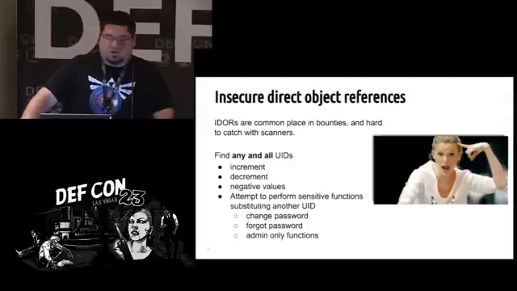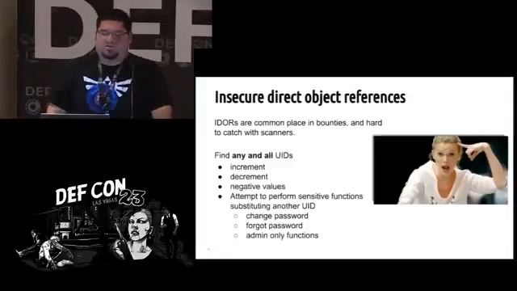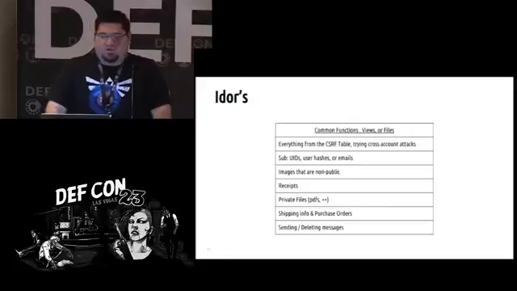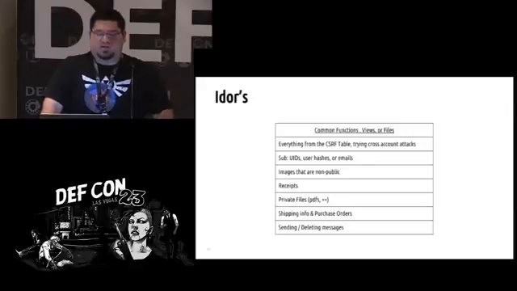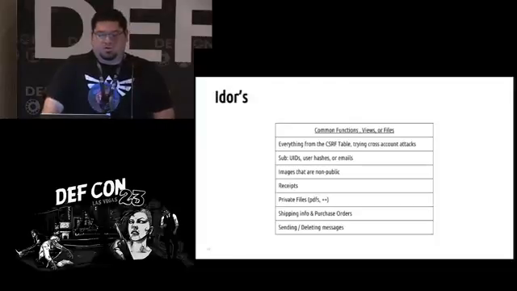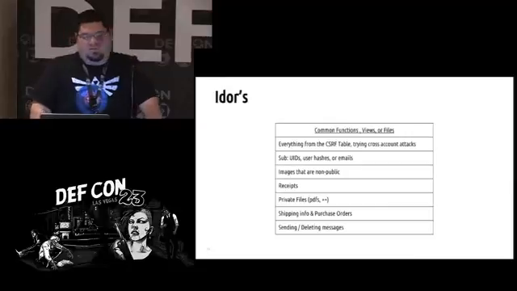Okay, cool. So increment, decrement, negative values, attempting to perform sensitive functions, substituting user IDs, things like this. These are how you test IDORs. These are common functions of user files that deal with IDORs. So everything from the CSRF table, anything that says UID, password, or user hashes, emails, images, things that are supposed to be private. You can go through the slides and kind of go through this. All of this is going to be up on GitHub, and if you have questions or whatever.